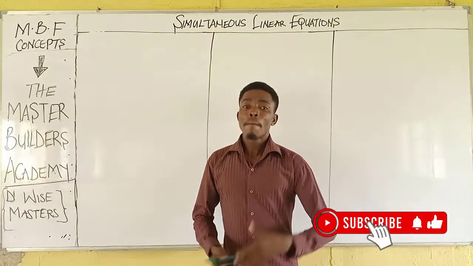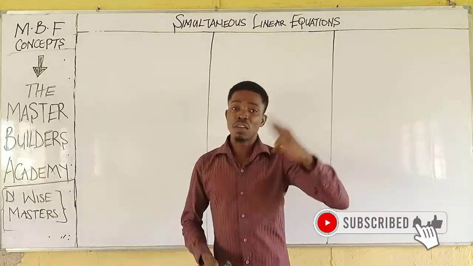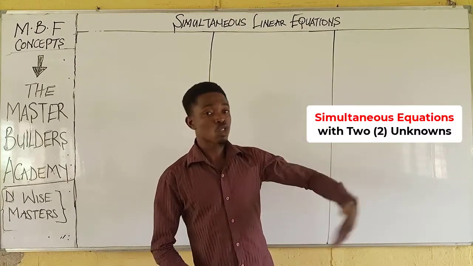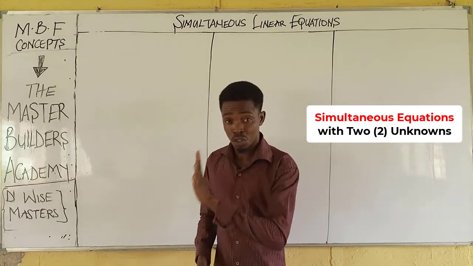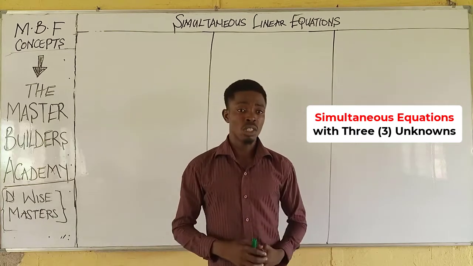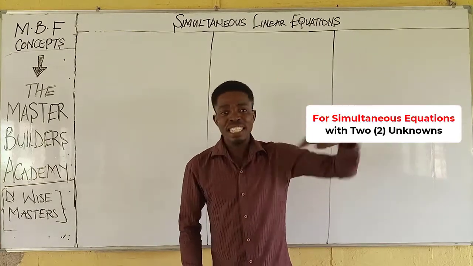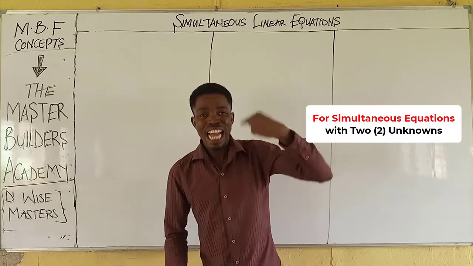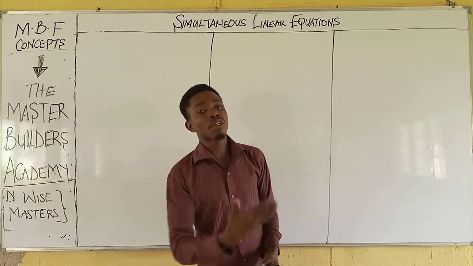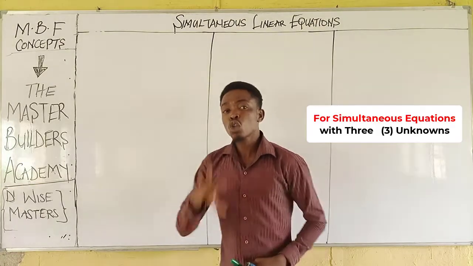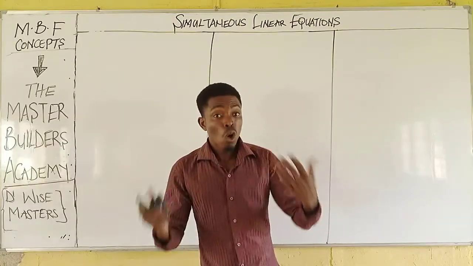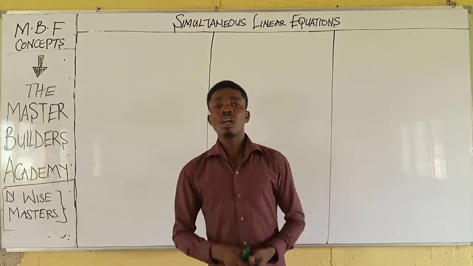Generally, we have majorly two types of simultaneous linear equation at this level, which is simultaneous equation with two unknowns and simultaneous equations with three unknowns. So for simultaneous equation with two unknowns, it will require two different equations to be able to provide the actual values for those two unknowns. Similarly, for simultaneous equation with three unknowns, it will also require three equations to be able to obtain the actual values of those unknowns.